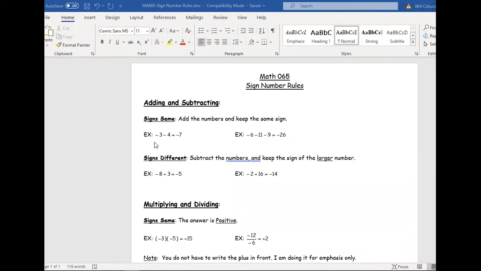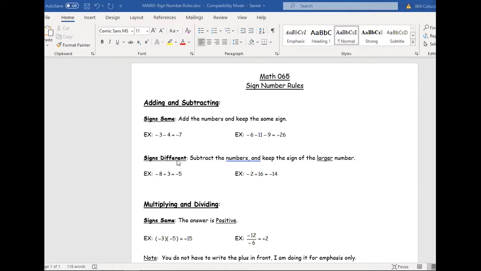If you did -3, you spent $3 and you spent $4, you spent $7, all right? So I have examples. This rule works no matter how many numbers you have. If you have 3 numbers, 4 numbers, 5 numbers, as long as they're all the same sign, it's addition. I added 6, and then I added 11, and then I added 9, and I got 26, right? 11 and 9 is 20, plus 6 is 26.